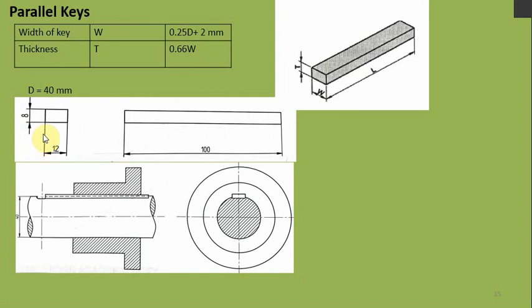Along with that, you should also draw the assembly drawing of this one. For that, first you need to draw the shaft of 40 mm diameter with sufficient length. Over that, you draw the keyway like this, and you draw the key in such a way that half of the thickness of the key should be above the main shaft surface, and half should be inside the shaft.